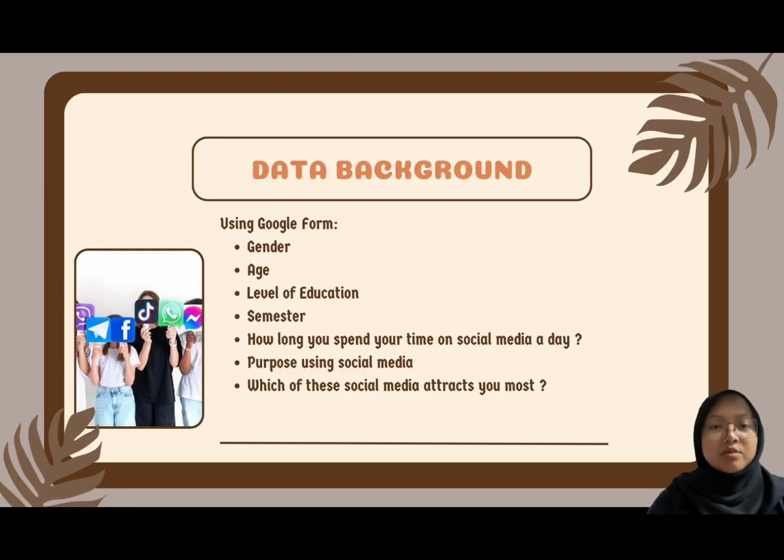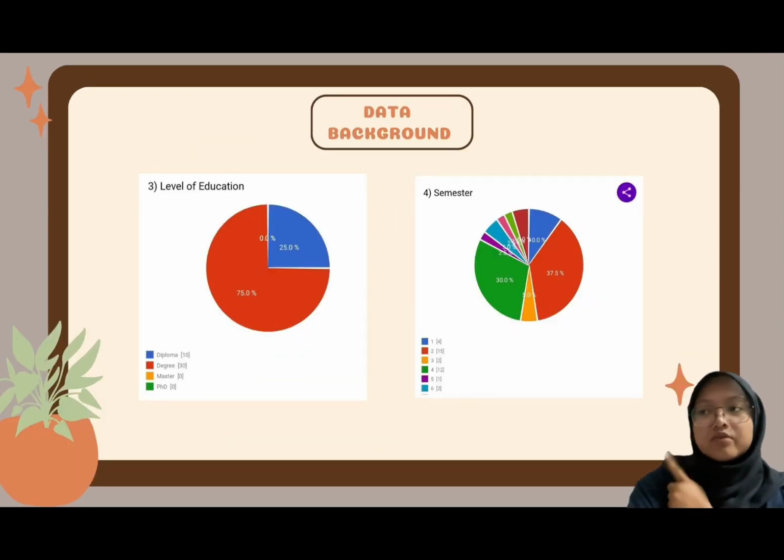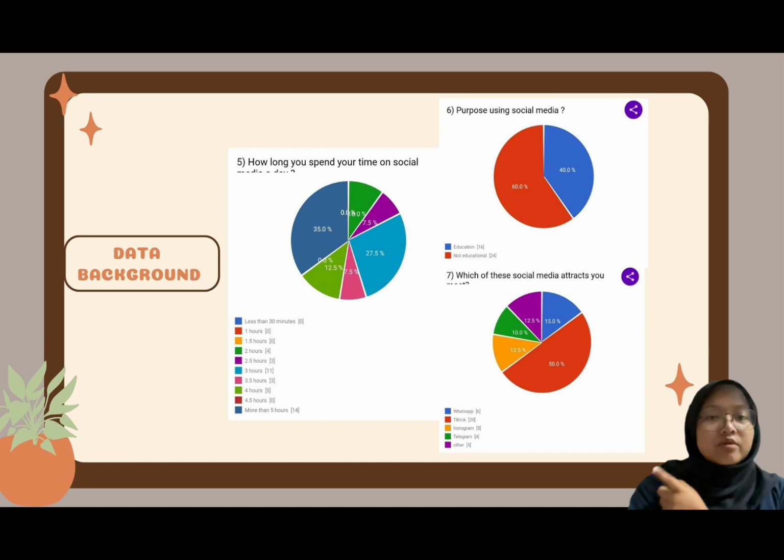Today, I will tell you guys about our data background. We already collected data by using Google Form. They have to fill in their gender, age, level of education, semester, and there are a few questions that they need to answer, which are how long you spend your time on social media a day, purpose of using social media, and which of these social media attracts you the most. So here's the data that we already collected from Google Form. This is the answer that we collected from the questions before.